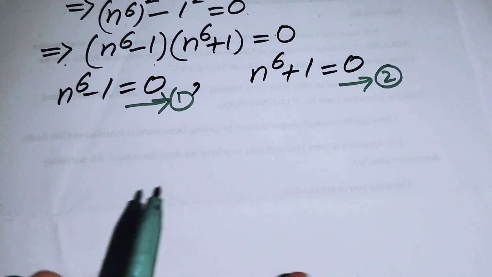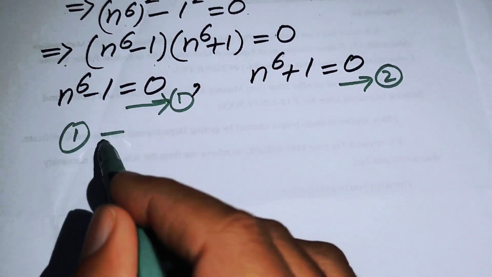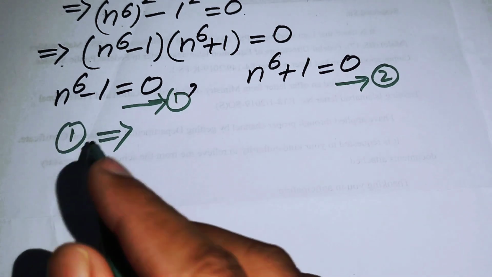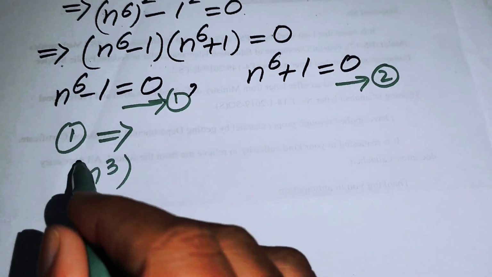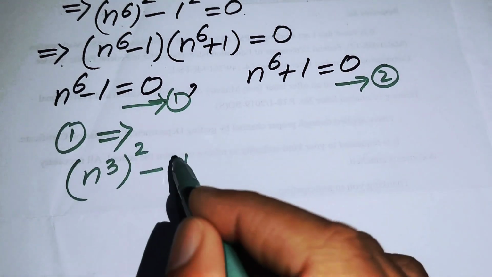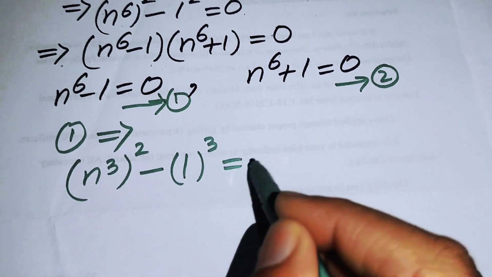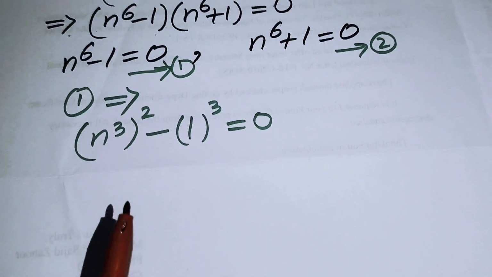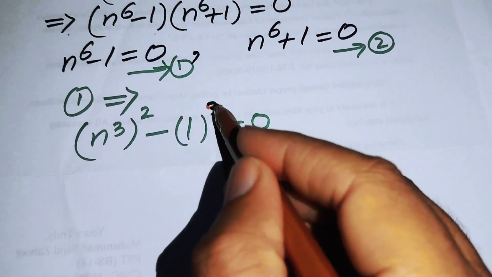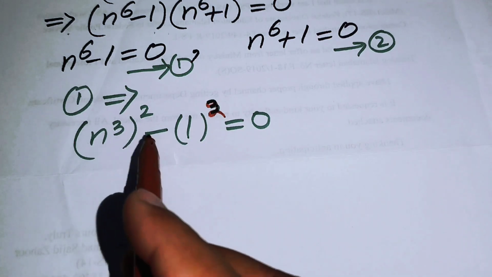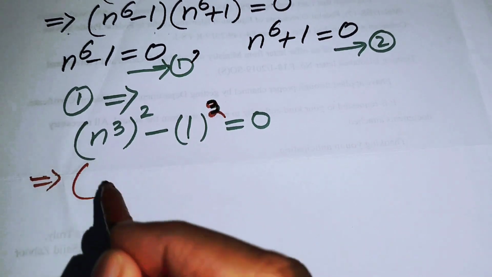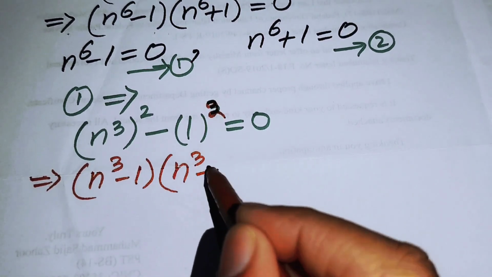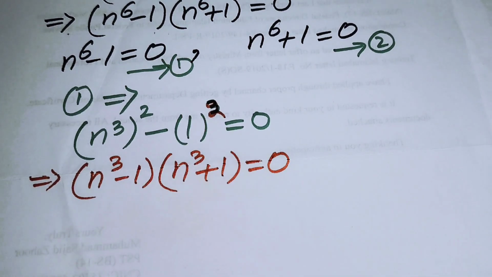So now first we will focus on equation number 1, and equation number 1 implies that we write n to the power of 6 minus 1 as n cubed, whole squared, minus we write this 1 as 1 cubed, equals 0. In the next step we open this square identity and we write it as n cubed minus 1 into n cubed plus 1, and this whole equals 0.